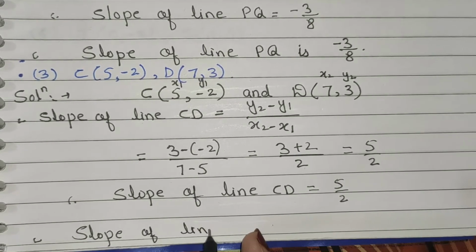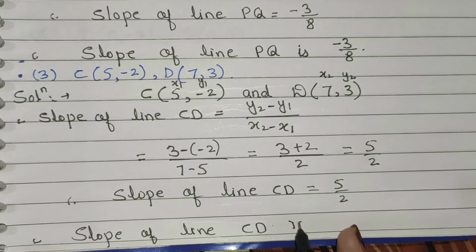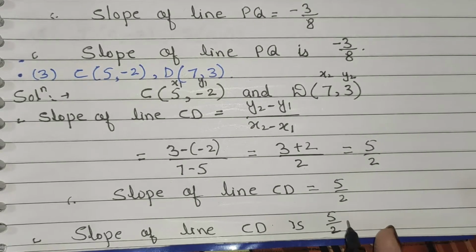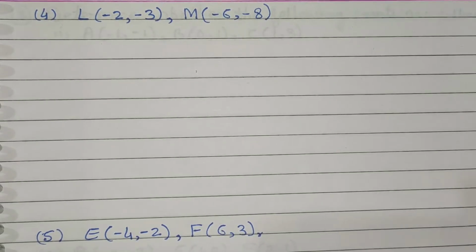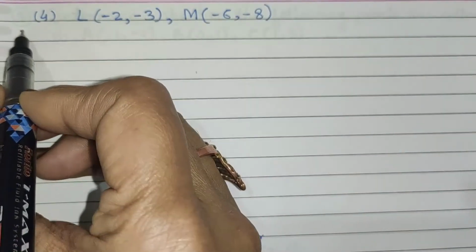Slope of line CD is 5 upon 2. Now next, find out the slope of line LM.